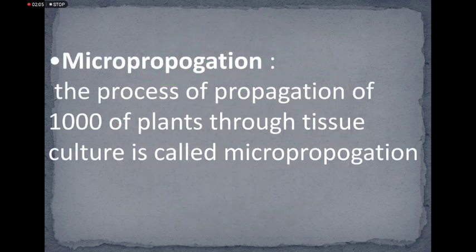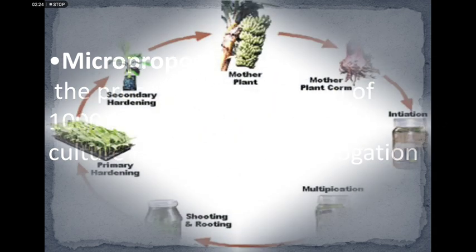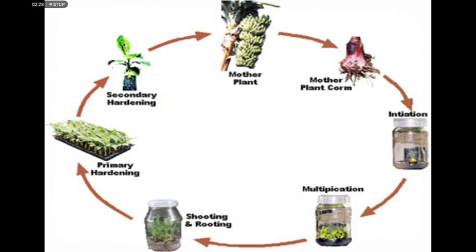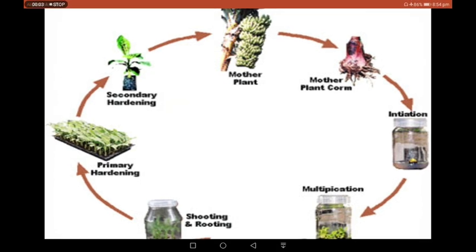Then micropropagation, the process of propagation of thousands of plants through tissue culture, is called micropropagation. That means from a single cell itself we can produce thousands of plants. This can be explained using this image. Here in this image there is a mother plant. From this mother plant we can collect some cells and transfer them to nutrient medium. In this nutrient medium it produces callus formation. Callus formation means multiple cell formation.